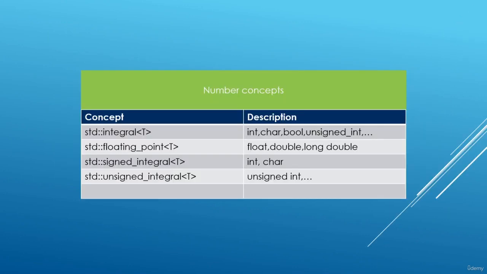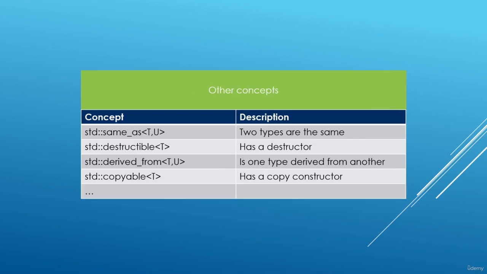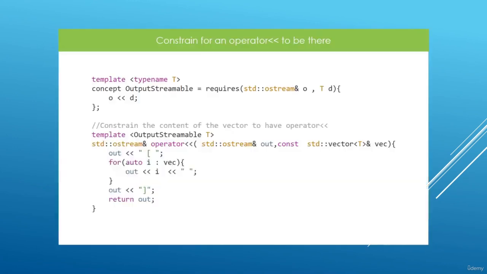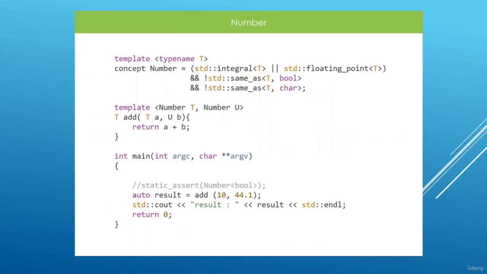We also saw a bunch of built-in concepts. We had a chance to learn about some number concepts, some comparison concepts, and some other concepts that you can play with in your C++ code. Next, we had a chance to look at a few examples. We had a chance to build our own output streamable concept and apply it to our output stream operator to make things work really well. And in closing, we had a chance to build a number concept which would prevent us from treating booleans and characters as numbers and make our function here a little safer to use.